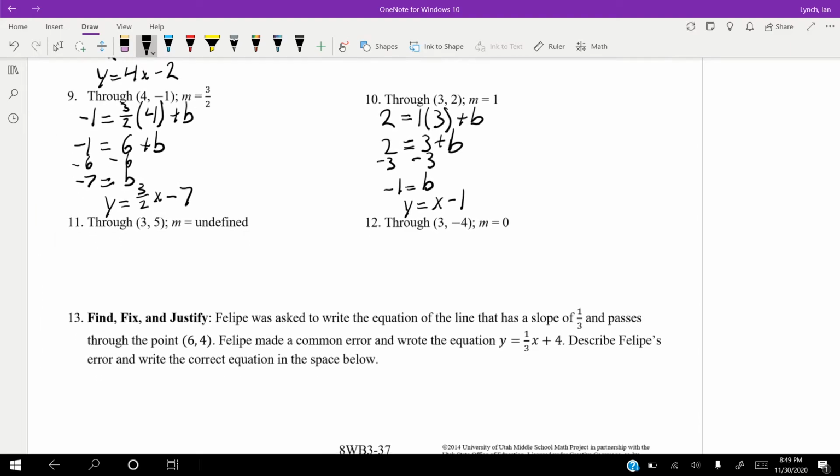And again, if we have an undefined slope, really we can't do anything there except say x equals our x value, which is 3. And over here with a slope of 0, we're just going to say y equals our y value, which is -4.